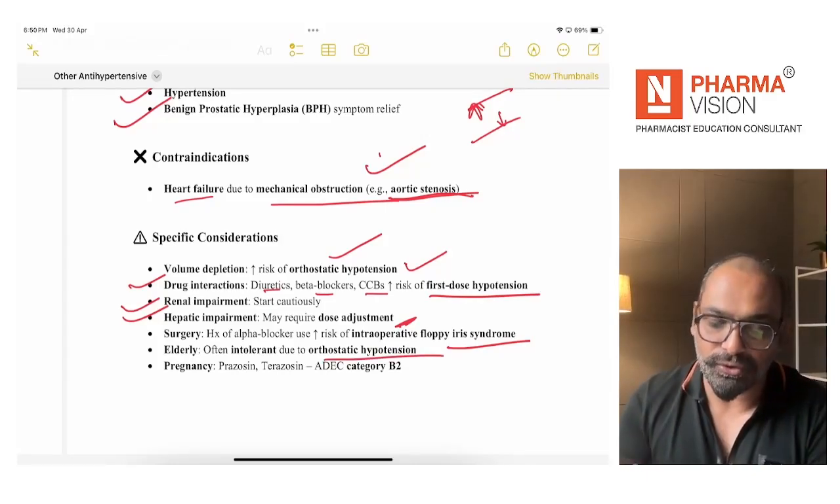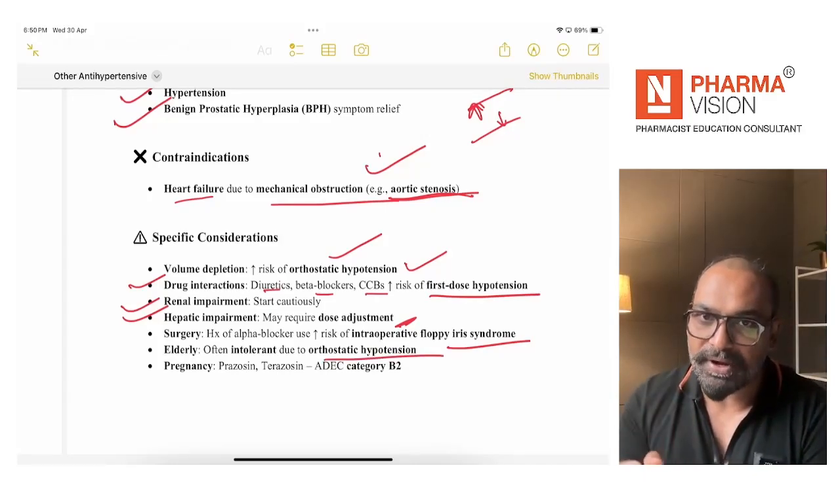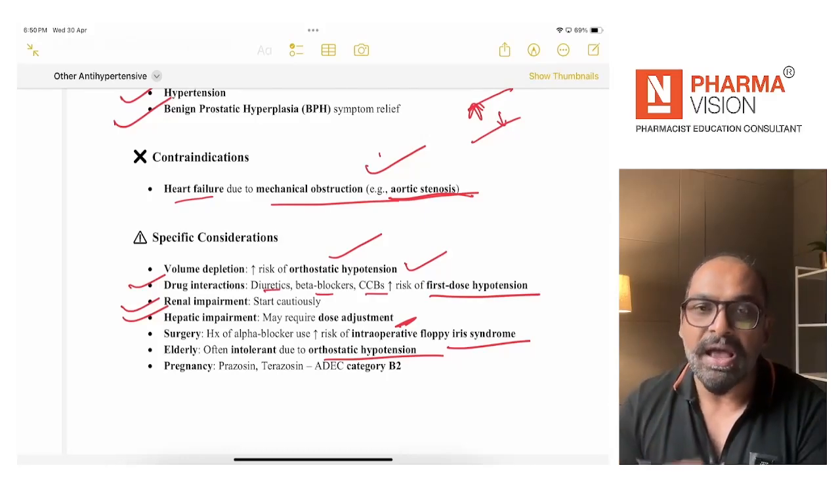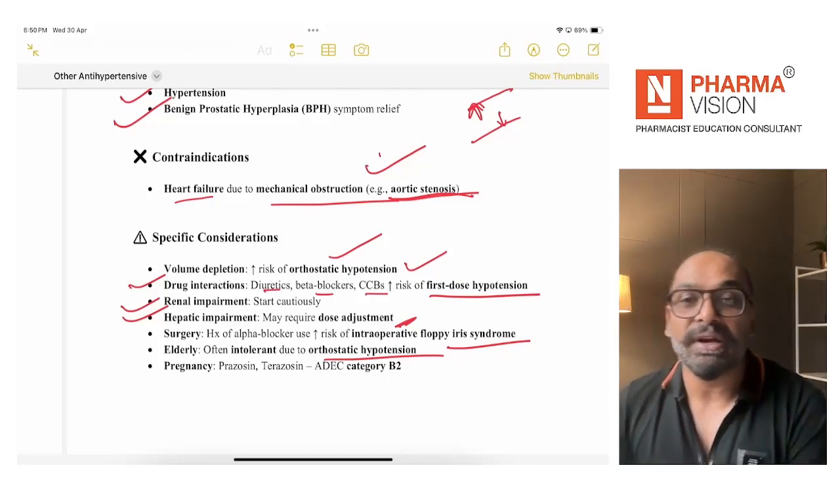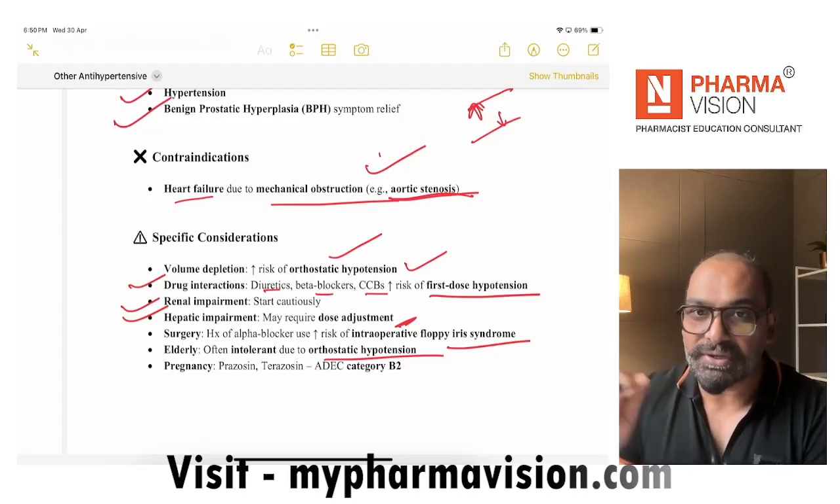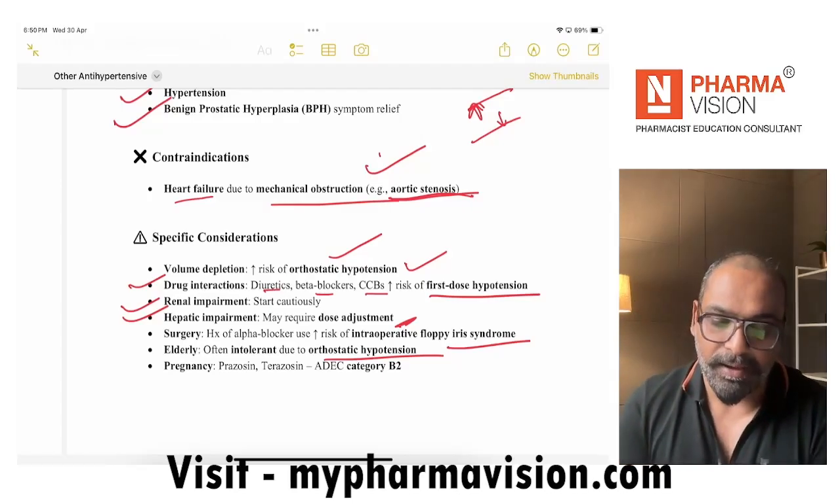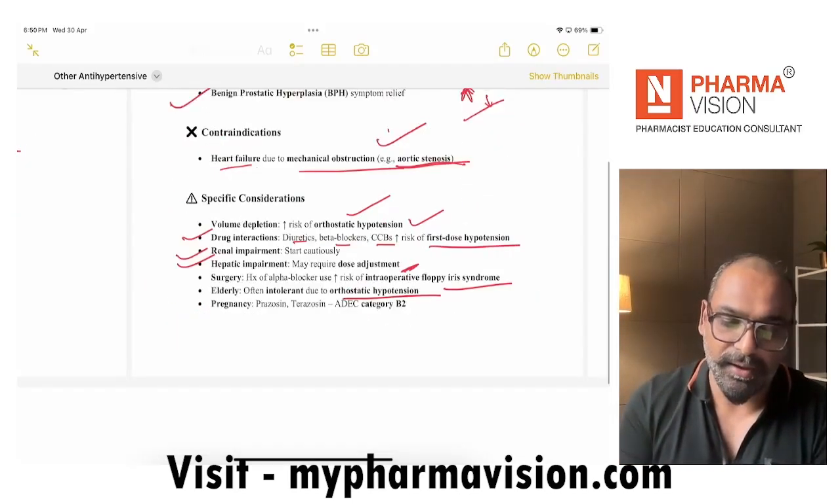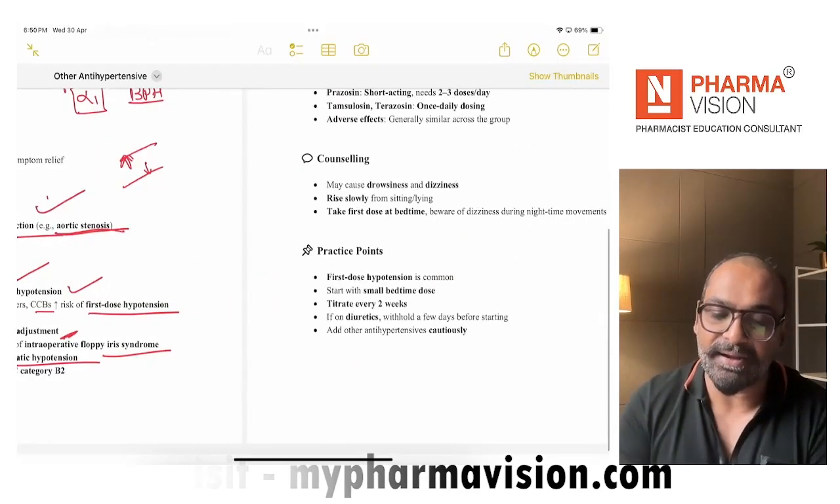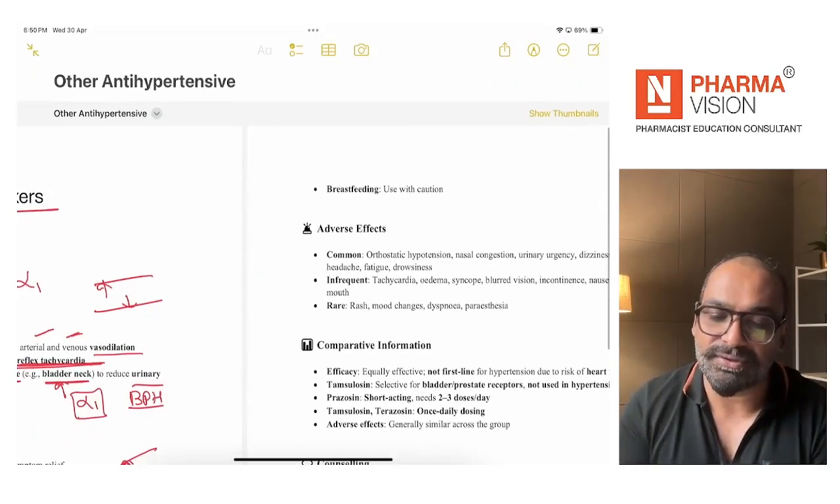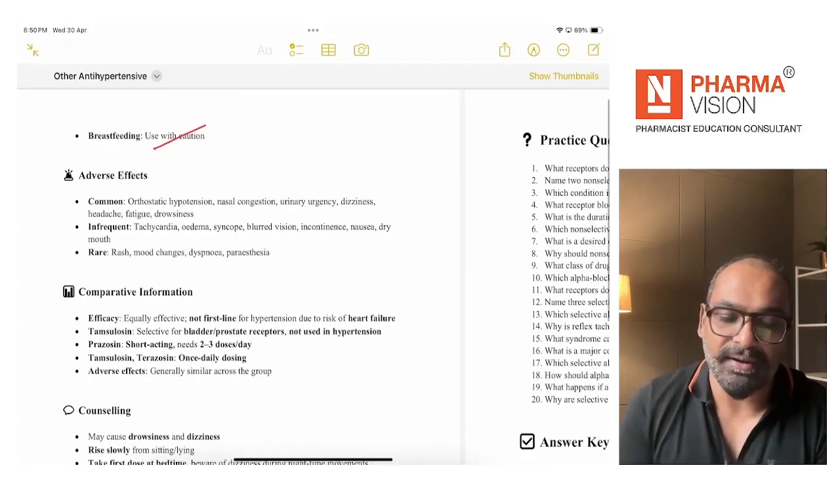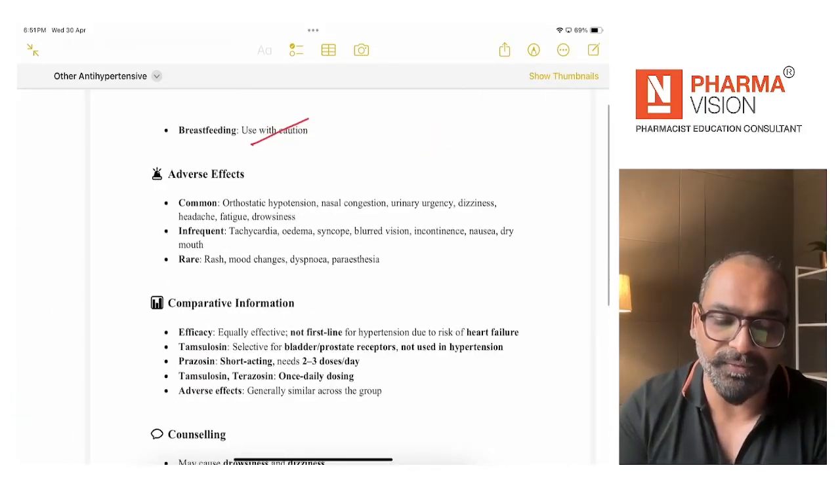Orthostatic hypotension is more common in elderly patients because they do not respond well to changes of position and changes in blood pressure. Pregnancy: it's okay, if the patient requires it, then we can give the medications. Breastfeeding is not very important at this point of time.